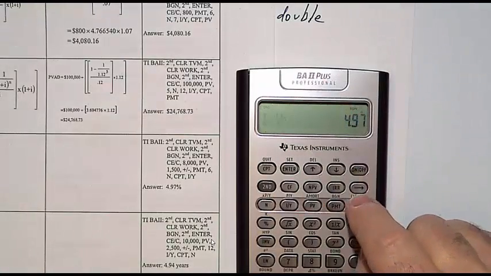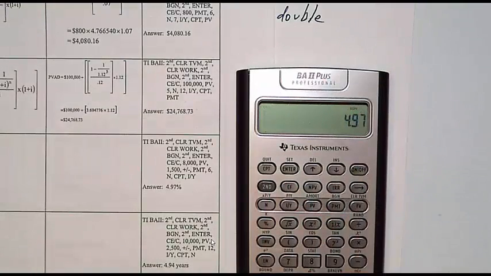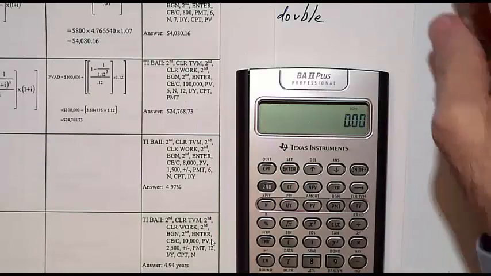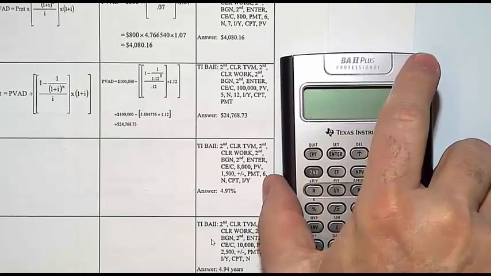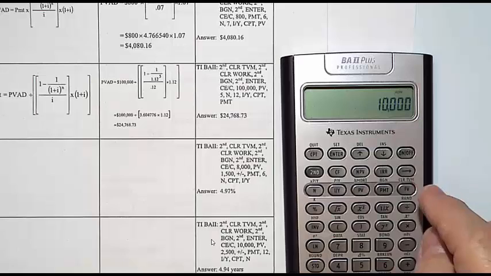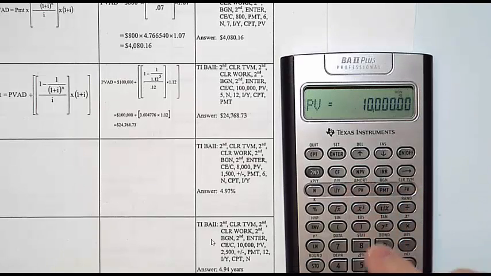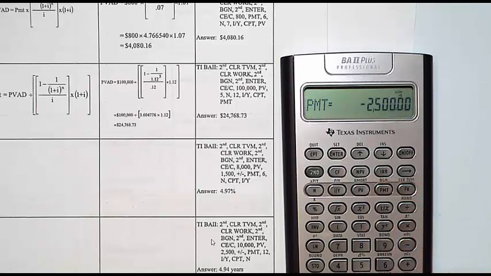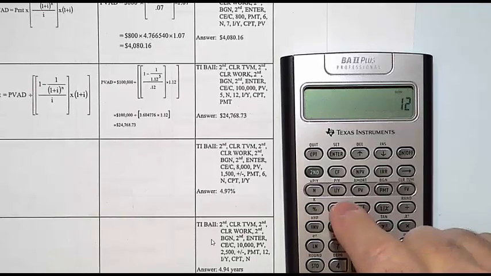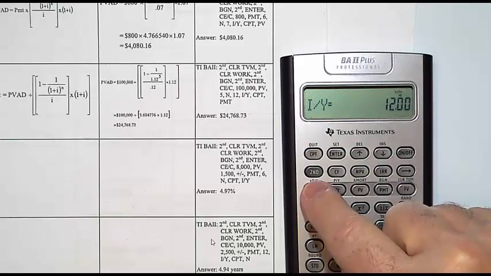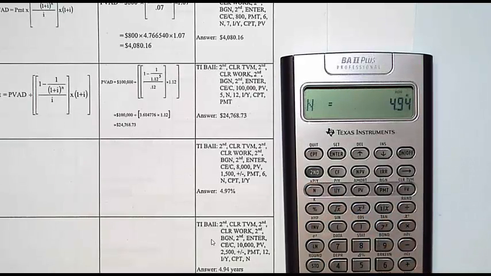Second, clear TVM. Second, clear work, and then clear the entry. We're still set at beginning of period payments. So we've got 10,000 as our present value, 2,500 plus minus our payments, 12 is our rate, and now we're going to compute N. Compute N, 4.94 years.